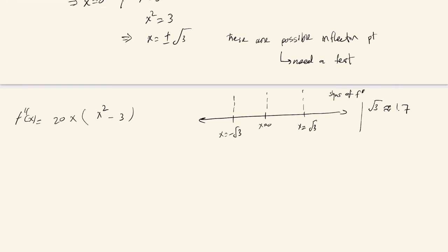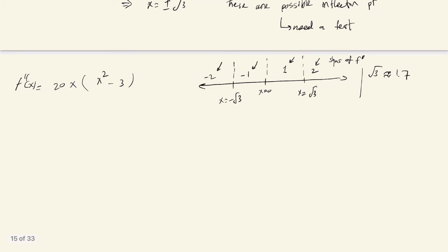So in the middle between square root of 3 and 0, I'm going to take 1, then I'm going to take minus 1, and then minus 2, and then to the right I'm going to take 2. Again, these values are between, larger, and lower than our possible inflection points. I'm going to evaluate these values in our second derivative, and I want to see the signs.